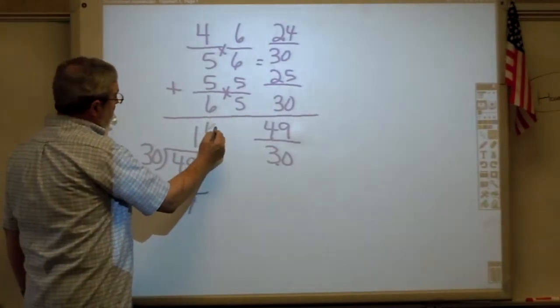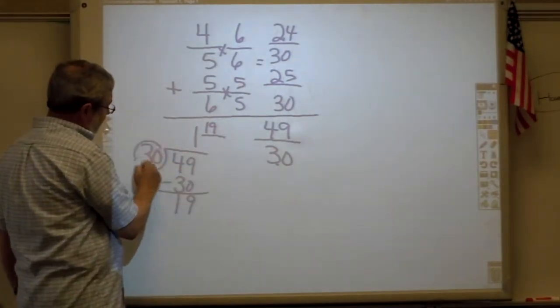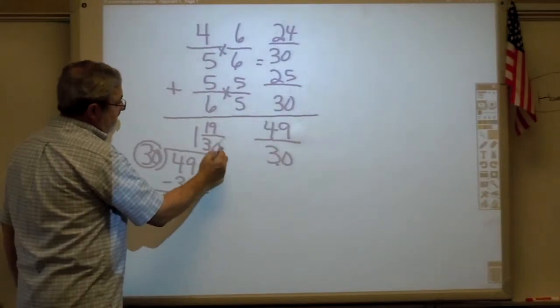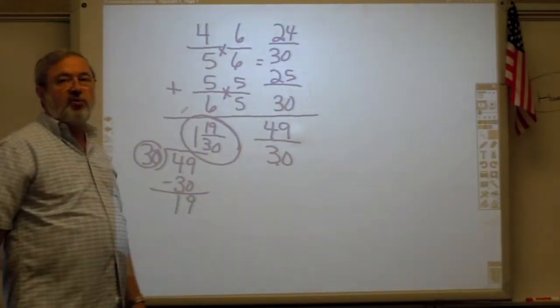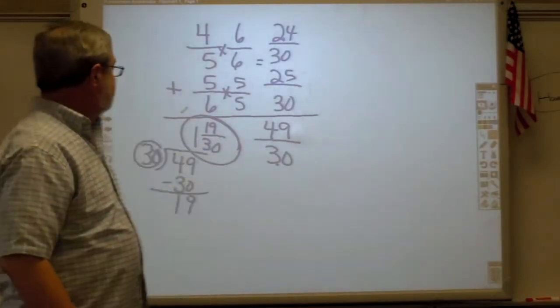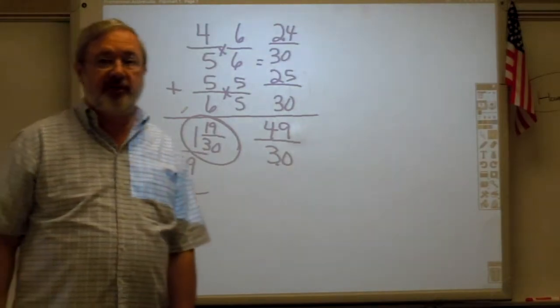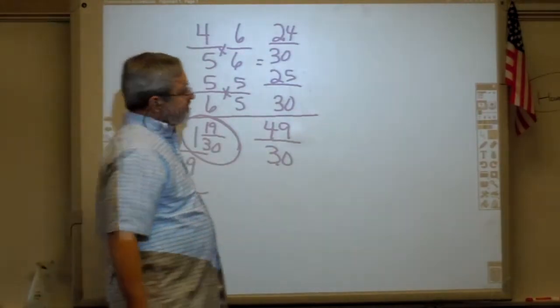My remainder goes up top. My divisor of 30 becomes my denominator. My answer is 1 and 19/30. If you have that answer, you're doing very well.